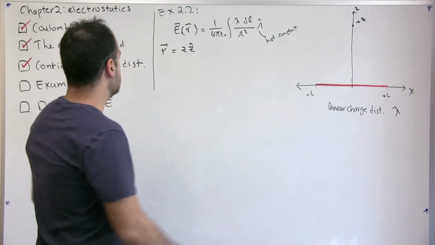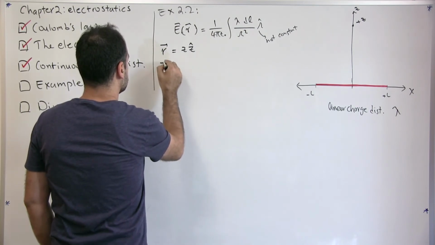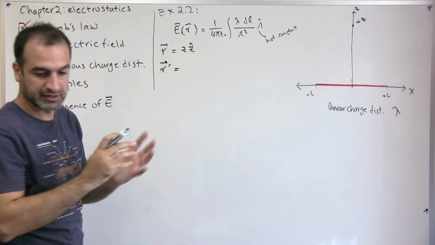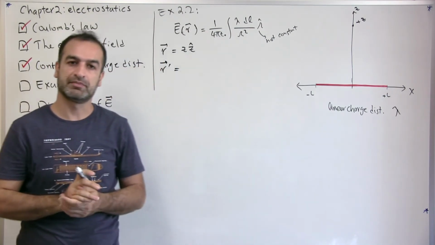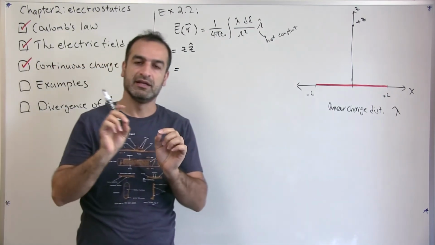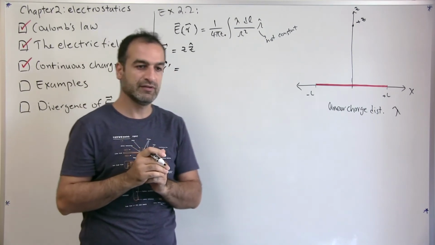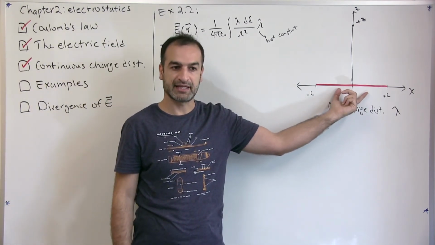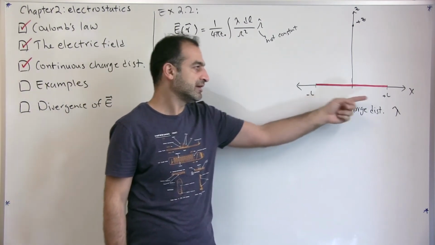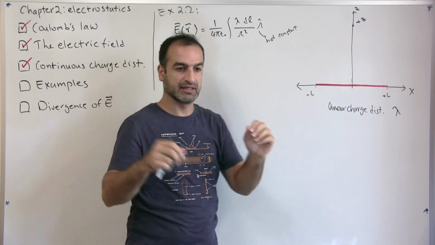What is the prime position that we are doing integration on? The prime position coordinate refers to the position of the source charges. Where do we have source charges here? On the x-axis, from negative L all the way to the positive L. That's where the R prime is going to get distributed.